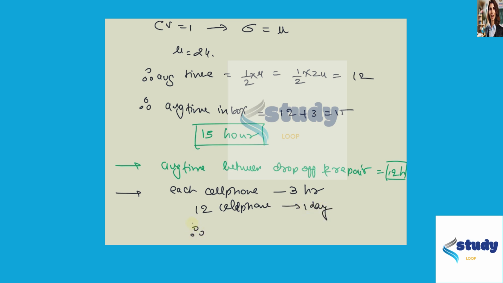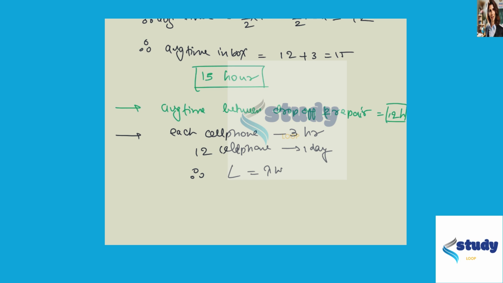Let L be the average number of items in the system. So L equals lambda, the arrival rate, times W, the average time spent. This value can be calculated as 12 times 15, which is equal to 180. So we can say that there are 180 cell phones in the box on average in the long run.